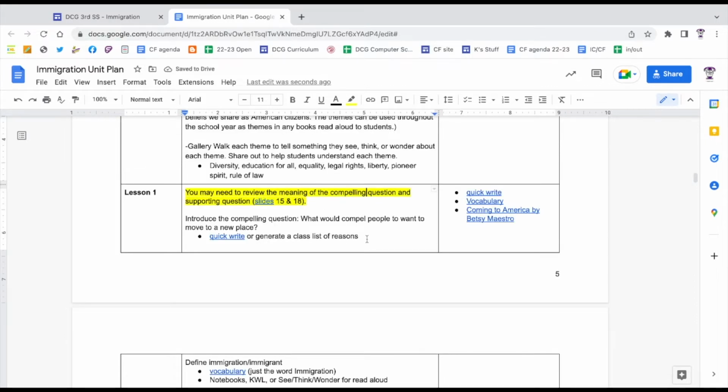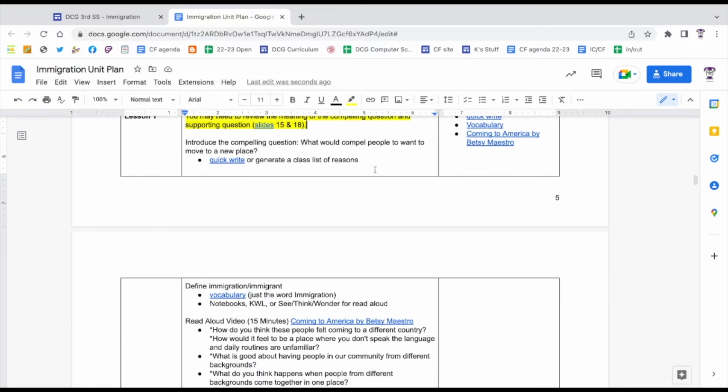The unit officially begins with lesson 1, in which you might want to remind students of the meaning of the compelling question and supporting question in general. This is something they would have learned in 2nd grade, but may need a reminder. The next thing you will do is introduce the compelling question, and I know the word compel is a bit strong for some 3rd grade vocabulary. You can replace it with move, but I think it's worth taking the time to understand the word compel.